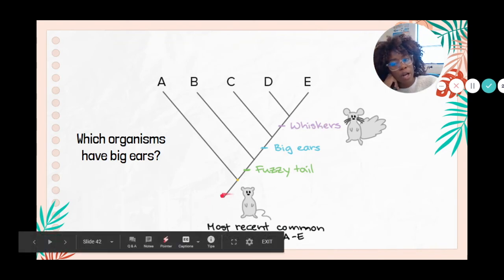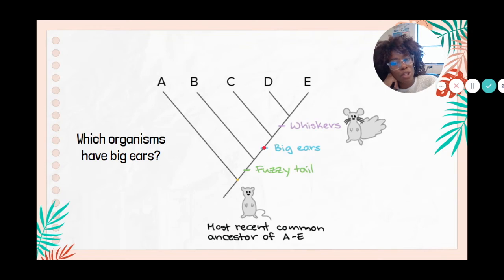So what we're going to do is start at the beginning of time, and keep going until we see big ears. Boom. Make sure your finger is on the screen. Then we're going to see what organisms have big ears. C does. Yep. D does. Yep. E does. Yeah, so C, D, and E have big ears.